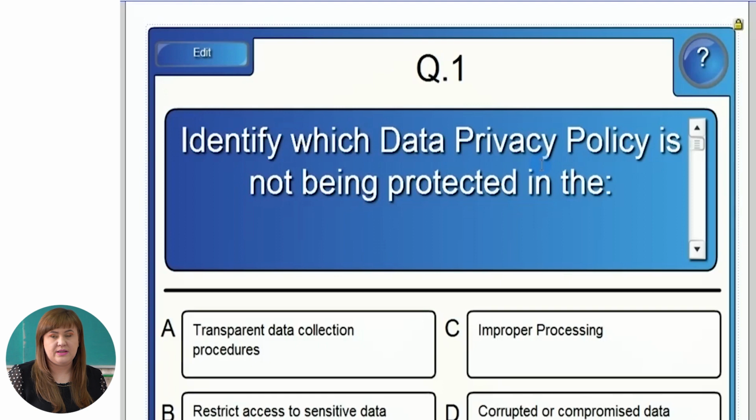Let me explain what I want you to do next. The idea of this exercise is to make you interpret the following 3 case studies. Use your own experience and knowledge to explain which data privacy policies are not being protected against case studies number 1, 2, and 3. Are you ready to read these cases?